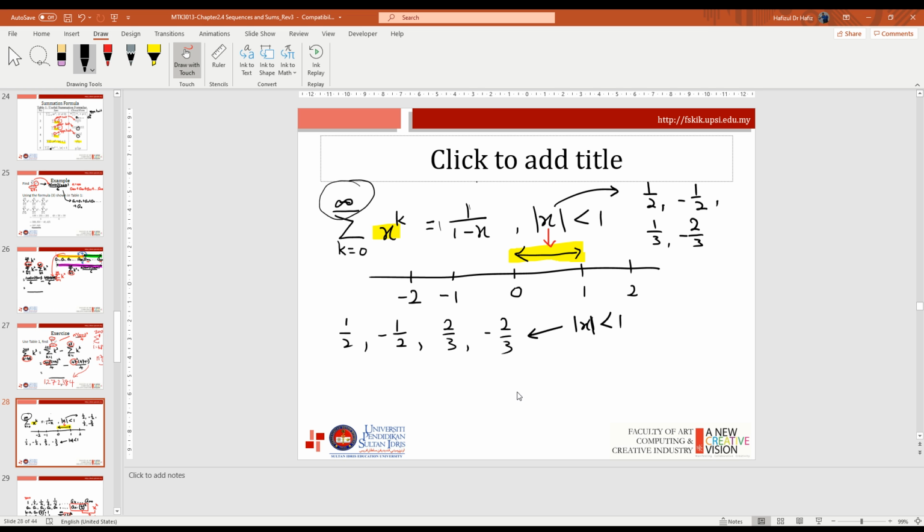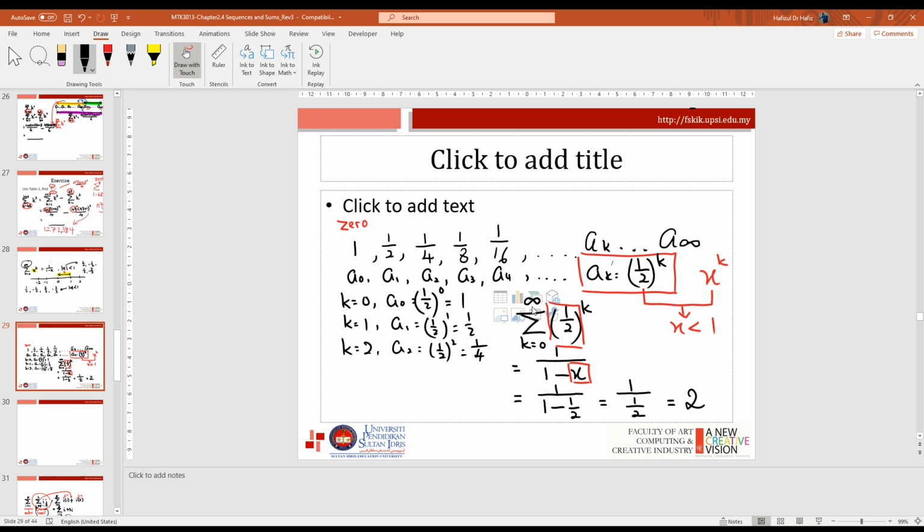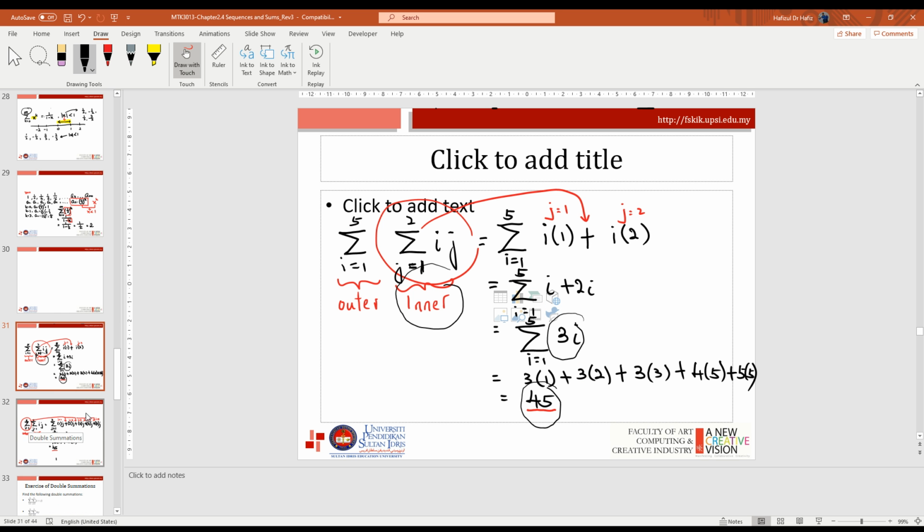This one is if you have the sum of x to the power of k, it is equal to 1 divided by 1 minus x. Okay, like this. And then we have 0. Okay, this one, if you have the outer and the inner, if you have multiple sums, okay, multiple.